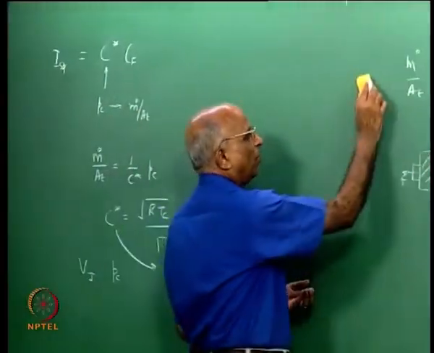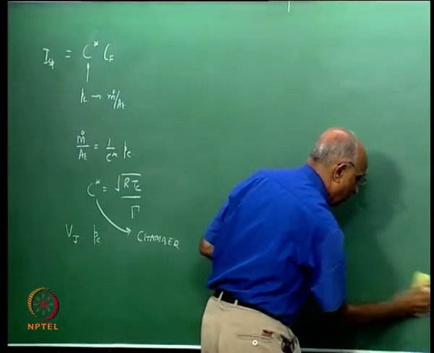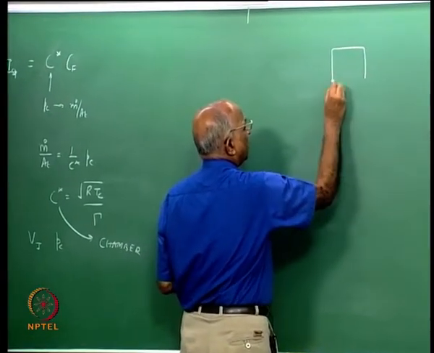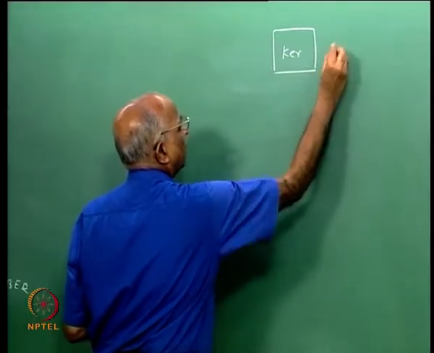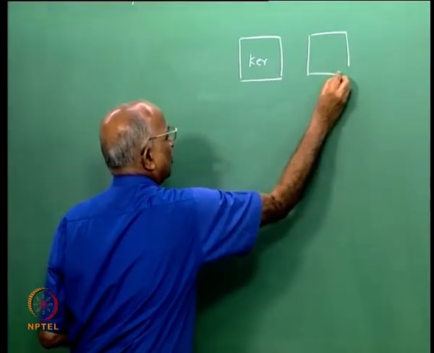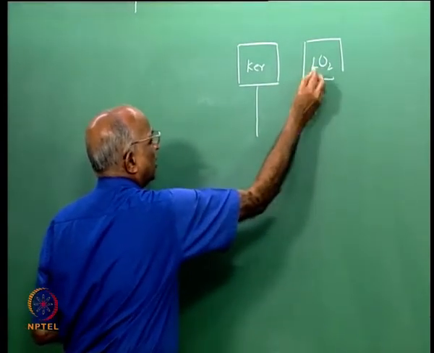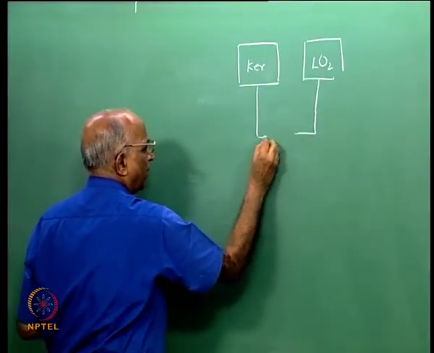Let's take an example of a rocket which burns. We have still not done propellants, that will be what we will do in the next series of classes. Suppose I have a tank containing liquid kerosene, I call it kerosene. I have another tank containing oxygen. I take both these liquids, liquid oxygen, LO2, and kerosene, and I take both of them into a chamber.